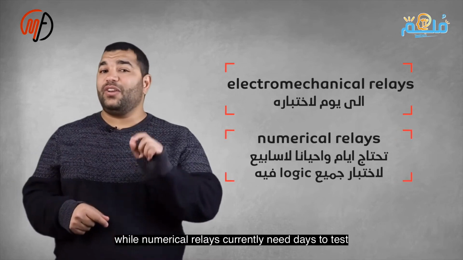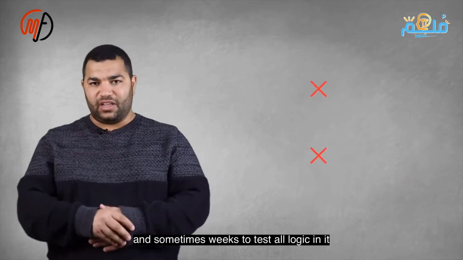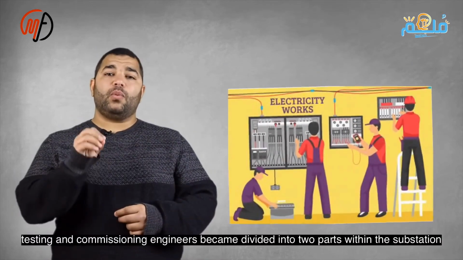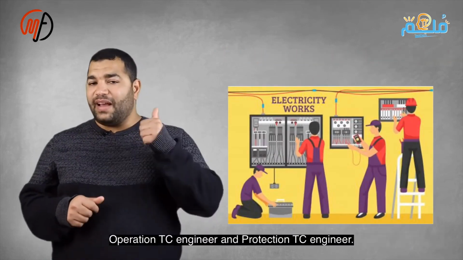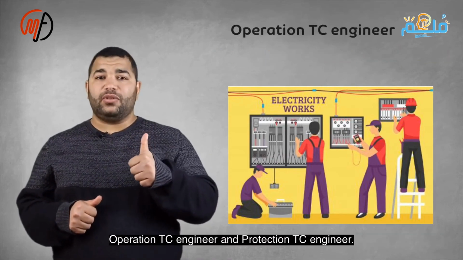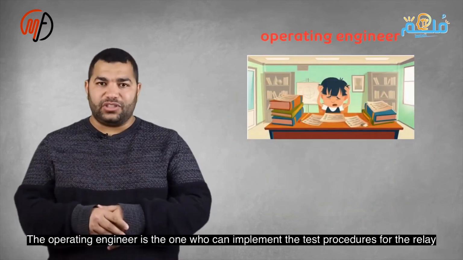This has led to two categories of engineers during station testing: operator engineers and protection engineers. The operator engineer prepares the test procedure, while the protection engineer applies it. The operator engineer simply presses the button without analyzing results, whereas the protection engineer reads manuals, analyzes drawings, and verifies results. The operator engineer often complicates solutions.